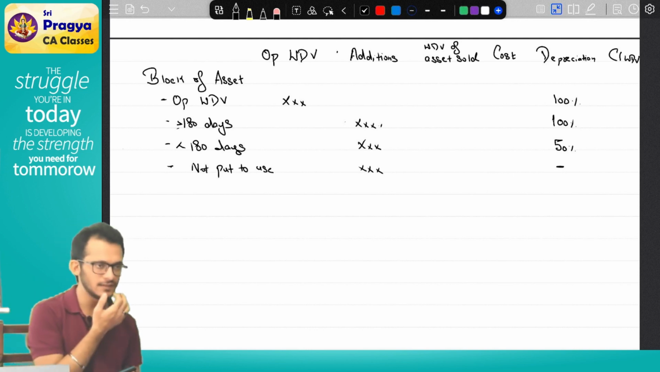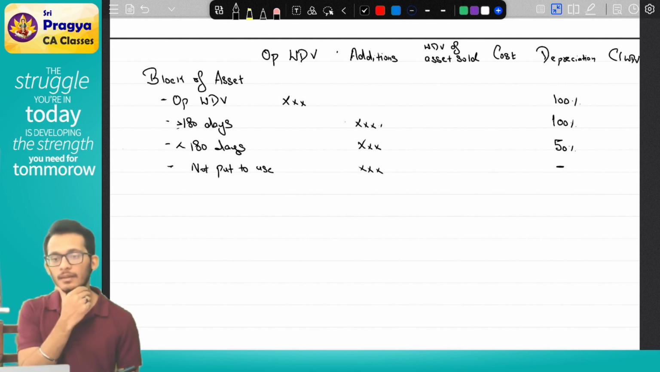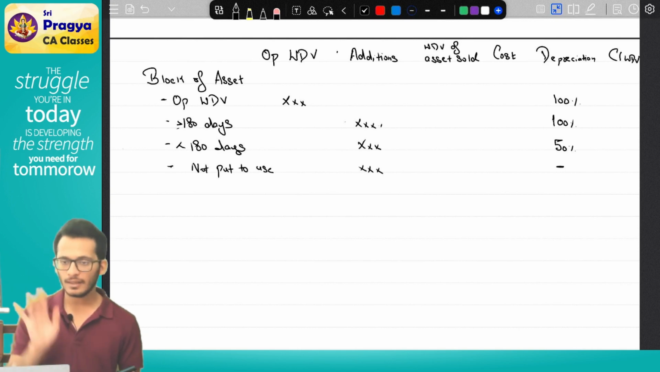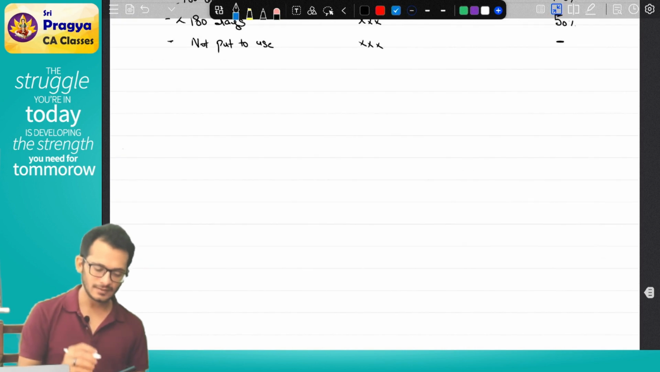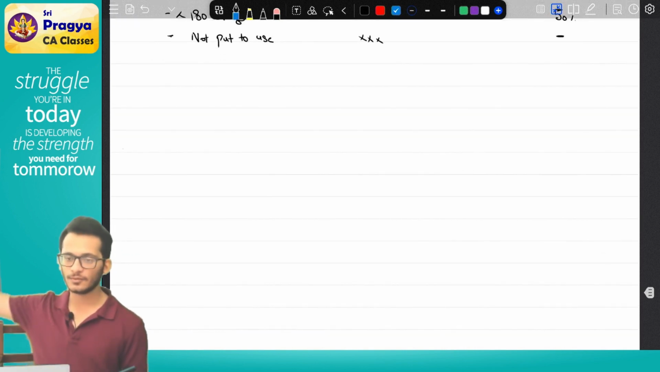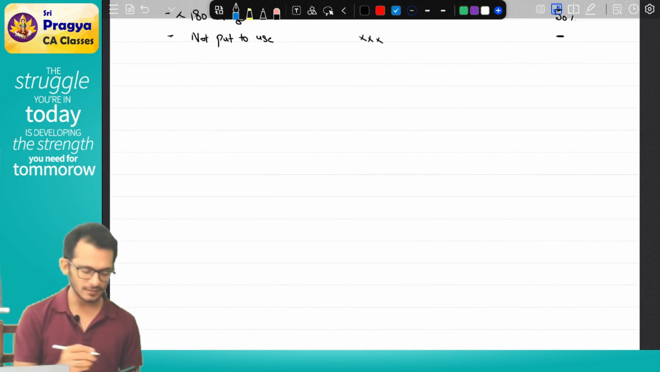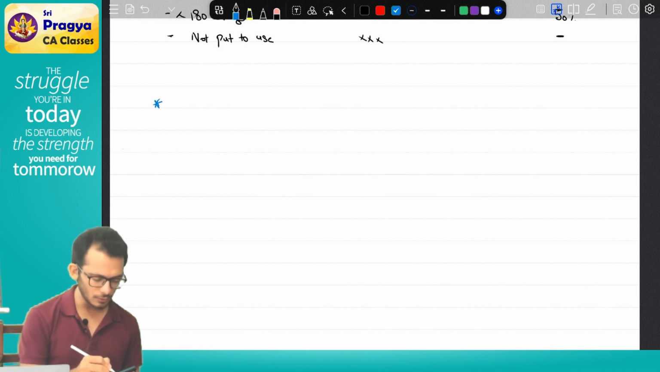Next heading is called additions. Additions means the assets which you purchase in the current year. Now, you have purchased assets in the current year, which means you need to value the assets for you to bring inside. So therefore, you need to know how to value an asset. Yes or no?